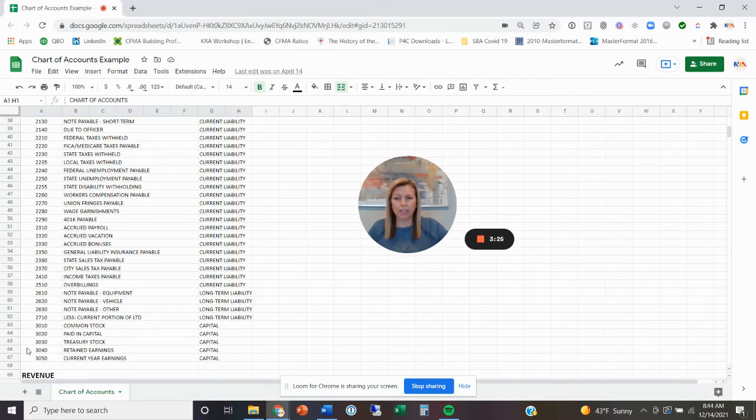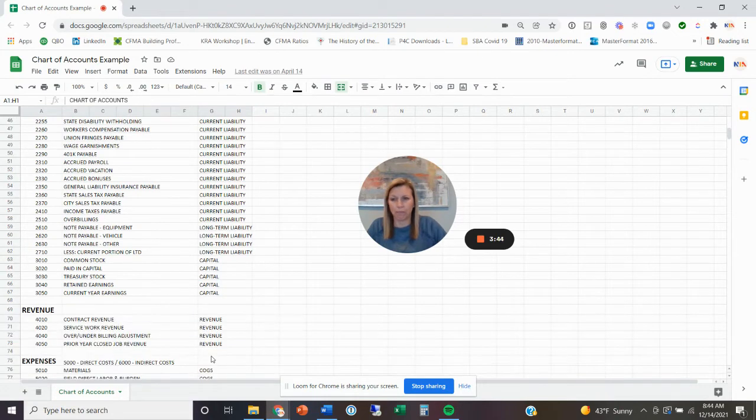And then your 3,000s are going to be equity accounts. So again, depending on how your entity is set up, if it's a partnership, an S Corp, a sole proprietor, that's going to look a little bit different. You're going to have different account names, but we still use that 3,000 category numbering system for the equity accounts.